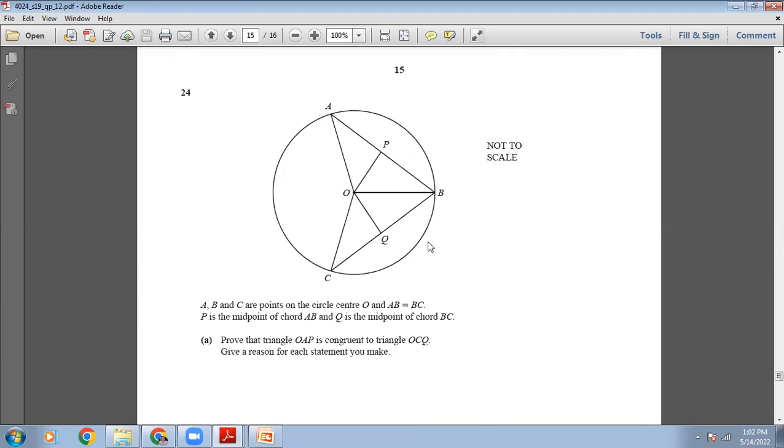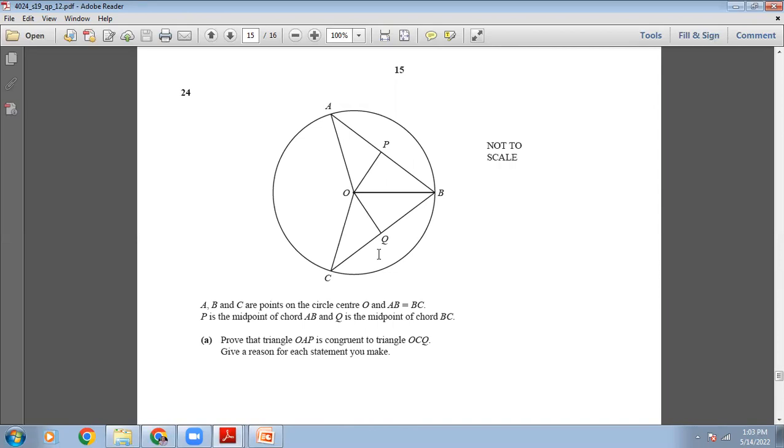Remember, AB is a chord and BC is also a chord, and it is given that both chords are equal. P is the midpoint of chord AB, so AP and PB are equal. Q is the midpoint of chord BC, which means QB and CQ are also equal. AP equals PB equals QB equals CQ. The reason is that they are half of the chords.